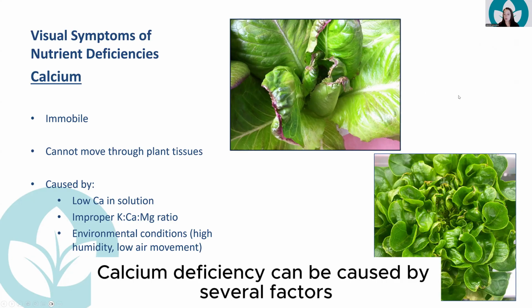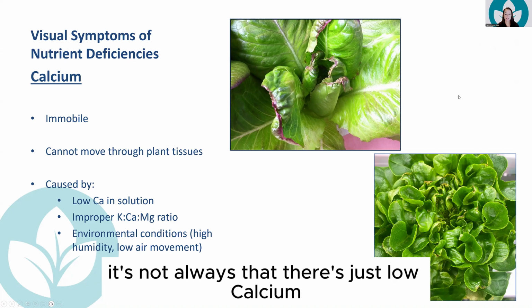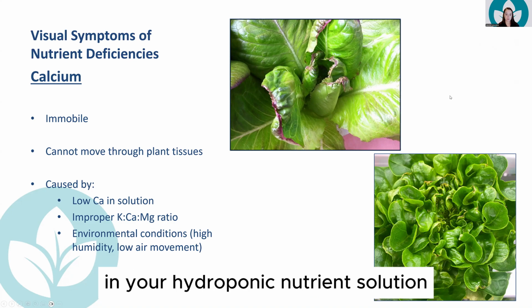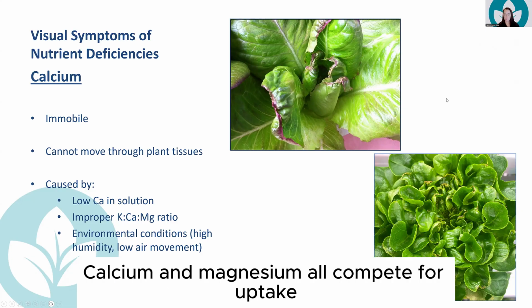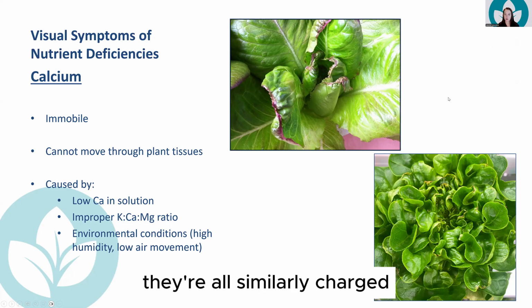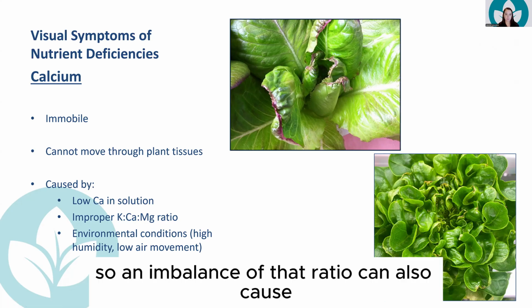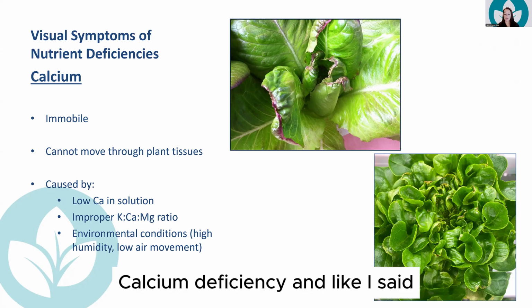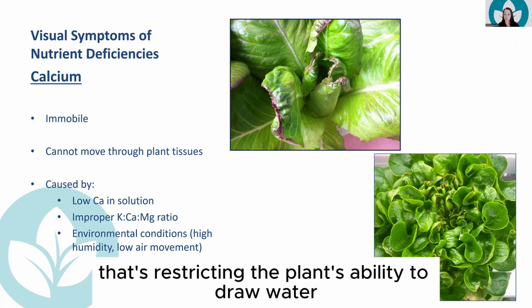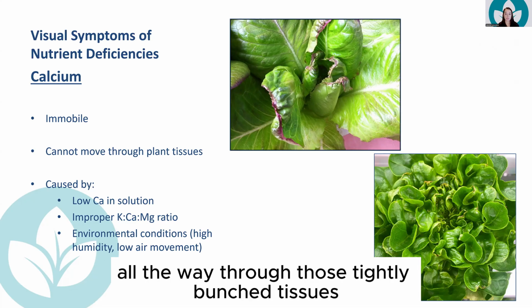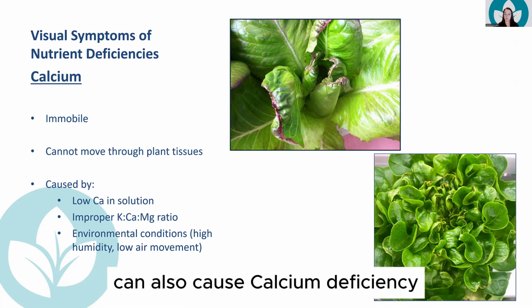Calcium deficiency can be caused by several factors. It's not always that there's just low calcium in your hydroponic nutrient solution. Oftentimes, potassium, calcium, and magnesium all compete for uptake. They're all similarly charged. So, an imbalance of that ratio can also cause calcium deficiency. And, like I said, environmental conditions like high humidity or very low air movement that's restricting the plant's ability to draw water all the way through those tightly bunched tissues can also cause calcium deficiency.